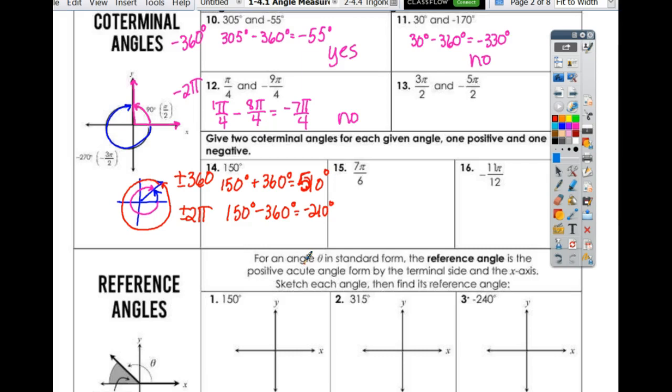But the 7 pi over 6, that one's radians, so I have to use the 2 pi. So I'm going to have 7 pi over 6 plus and 7 pi over 6 minus. I need it over 6, and I want 2 pi, so what do I do with the 6? So it's 12 pi and 12 pi. So 7 plus 12 gives me 19 pi over 6, and this gives me negative 5 pi over 6.